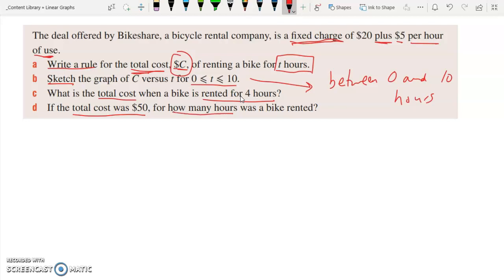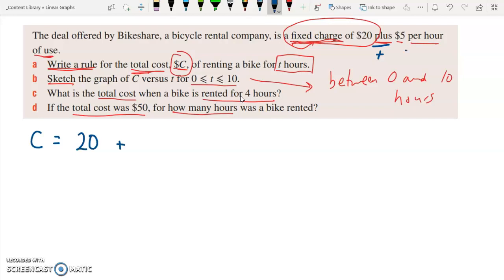So let's start. First off, we need to write a rule. With our rule, we have a fixed charge of $20. So the total cost, C, regardless of how often the bike is used, this fixed charge is our 20. And then we've got plus $5 per hour of use.